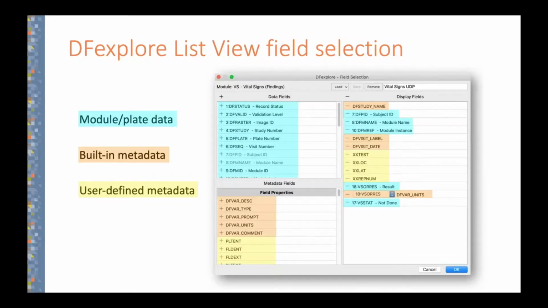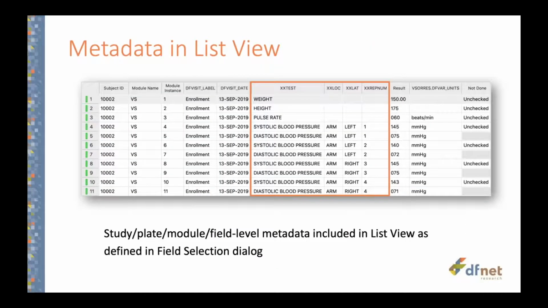Once you've selected your fields and clicked OK, now in list view you can see the data is displayed in exactly the field selection order that you've identified. So you can see there's XX test, XX location, XX latitude, and repetition number for the vital signs in that plate.